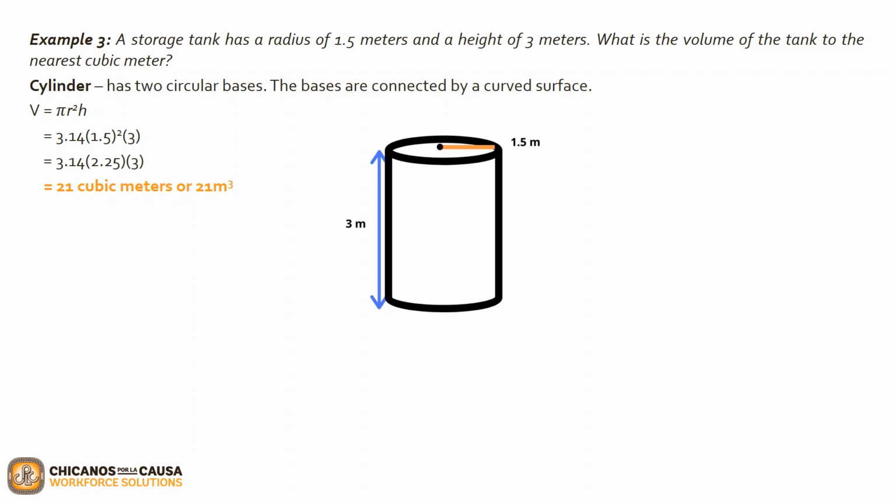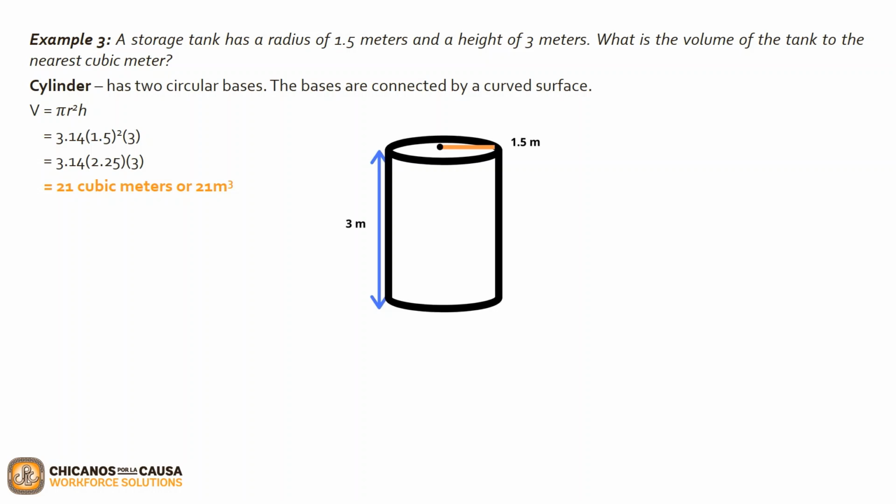Okay, so here we have the cylinder, and the cylinder gives us a radius. Remember, the radius is half the diameter. The diameter is a straight line going from one end to another in the circle. Okay, so here we're given half the diameter, which in other words is the radius, and we're given the height of the cylinder.